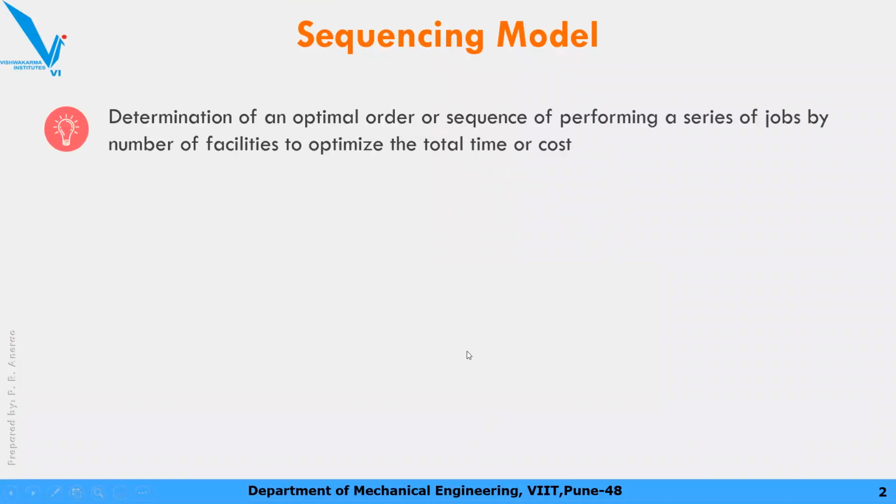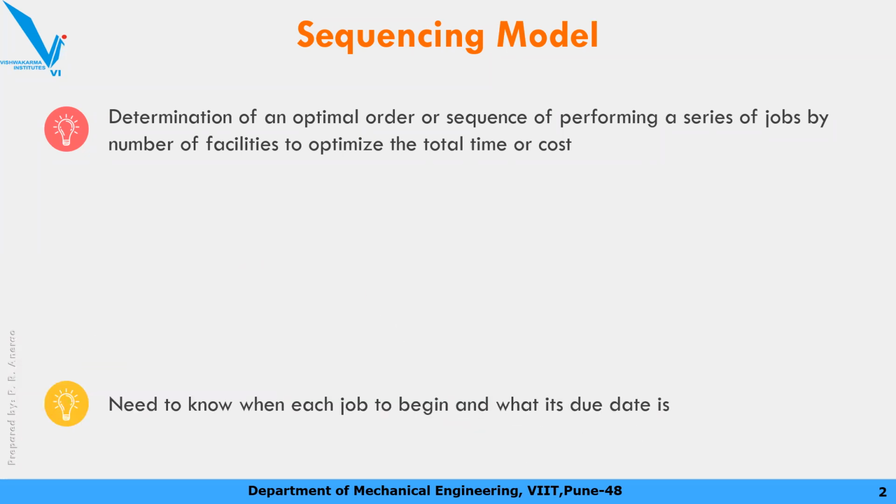So, quickly, we will cover some basics of this sequencing model or sequencing problem. The aim here is to determine the optimal order or optimal sequence of performing a series of operations or jobs on a series of facilities, servers or machines, such that we optimize the total time or, in turn, total cost. Basically, the aim of the sequencing model is to know when each job should begin and what the due date of that job is.